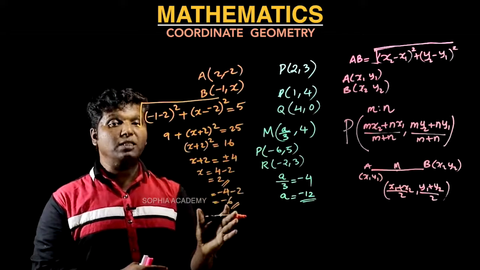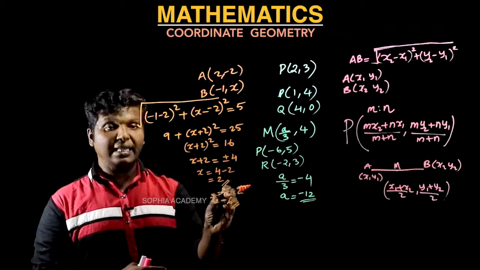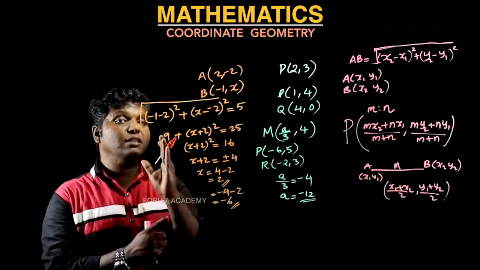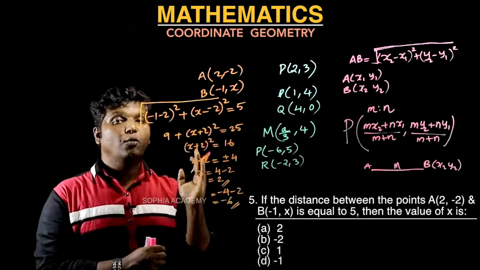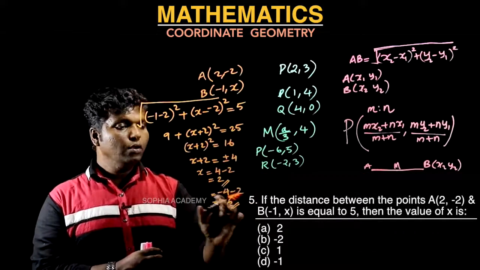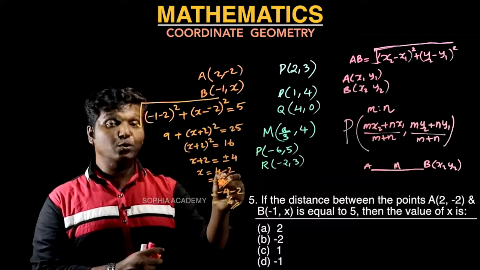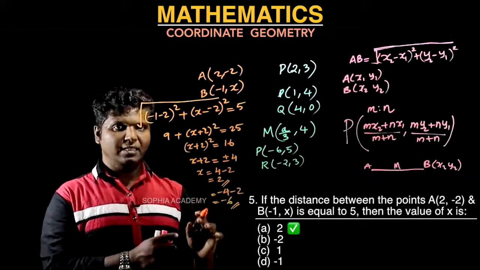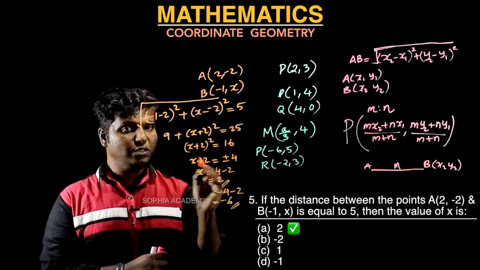Now, tell me what are the options given here? Nothing is given regarding 6, right? All the options are giving us about 2, minus 2, 1, minus 1. So, in this one, which one is the correct answer? 2 is the right answer. So, we will go for this one. That is right. Even though they are having two answers, we will go for this one.